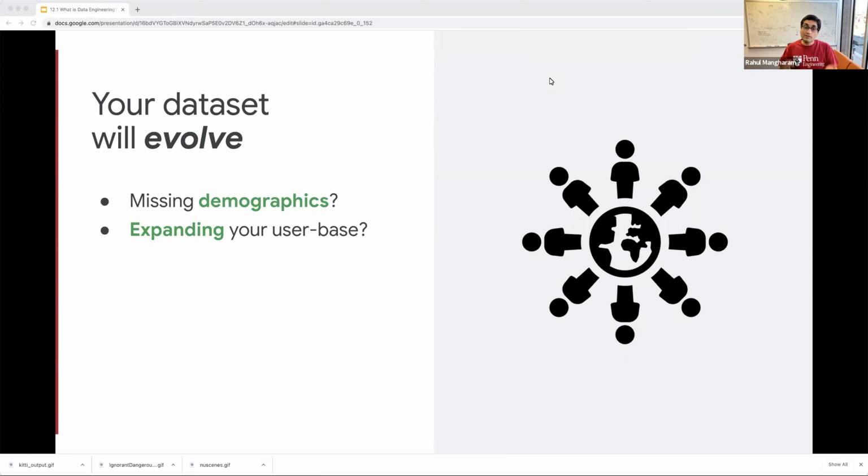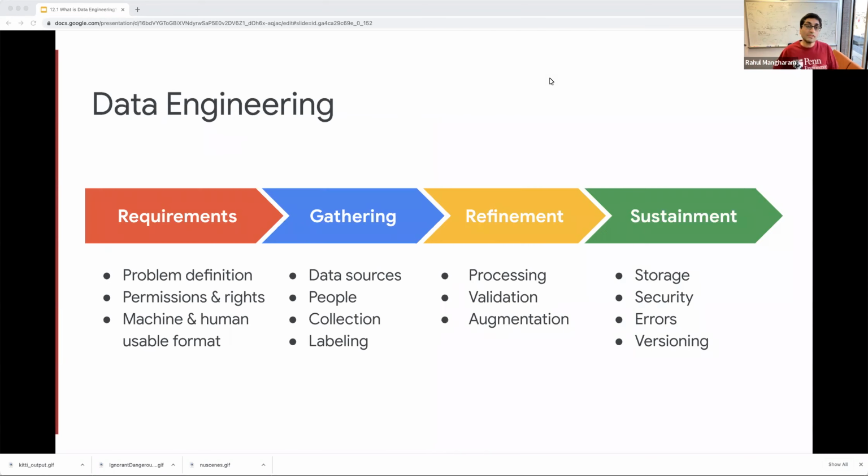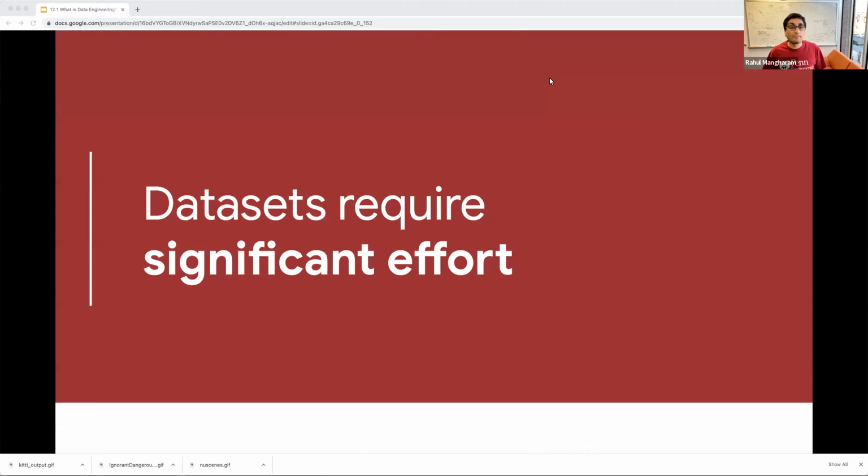And so I've talked about requirements, gathering, refinement, and sustainment. This is one of the critical workflows you need to keep in mind in terms of building the data set. Often, as I've said, people don't talk about it, but it's extremely important that you go through these stages. And the bold ones that I've highlighted earlier are all extremely important ones. So pay extra attention to those.